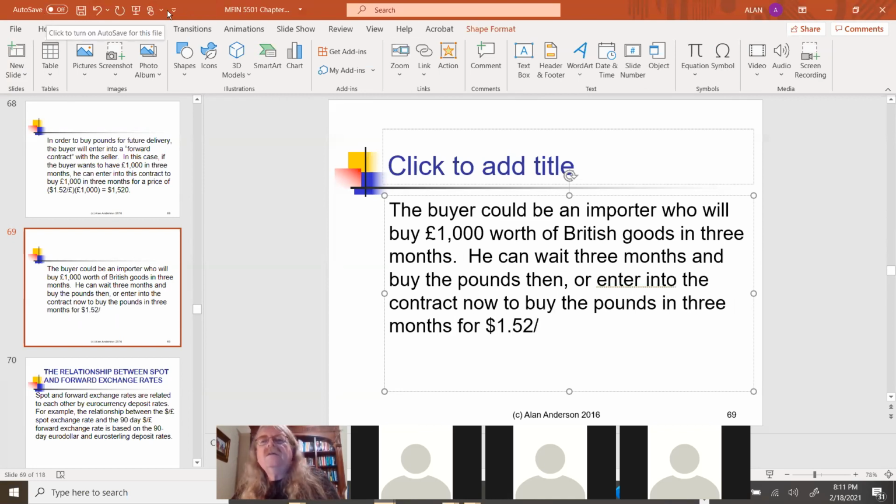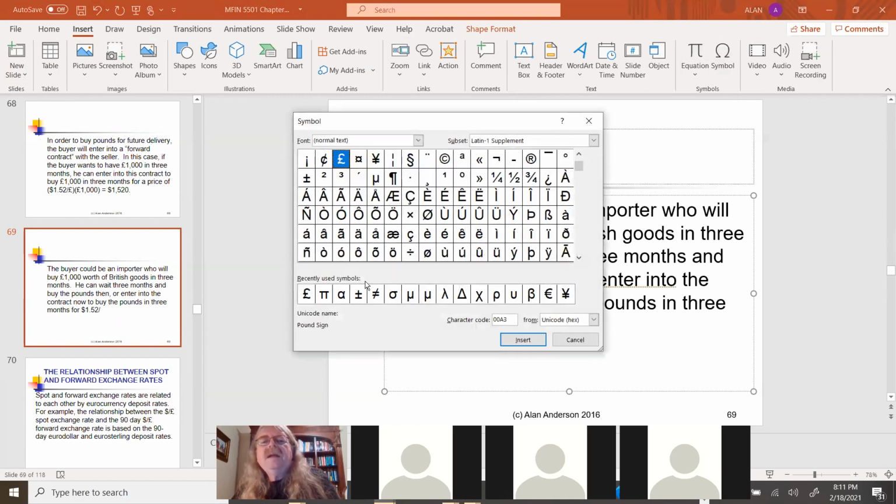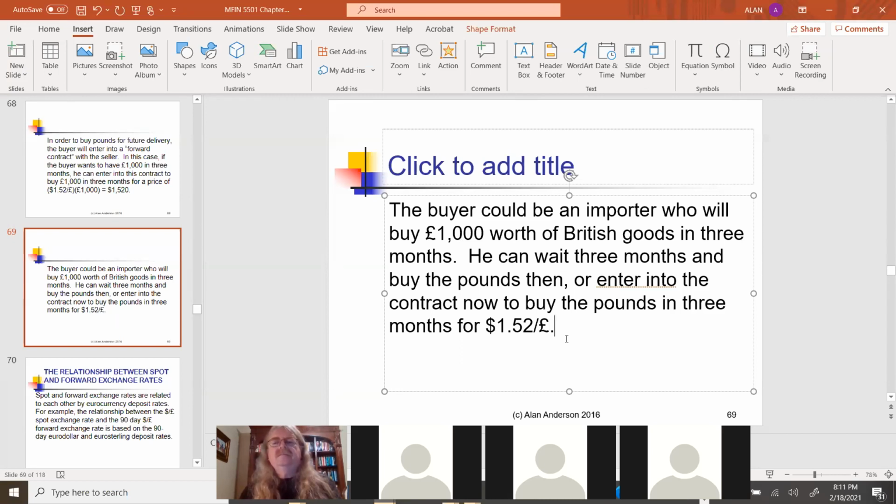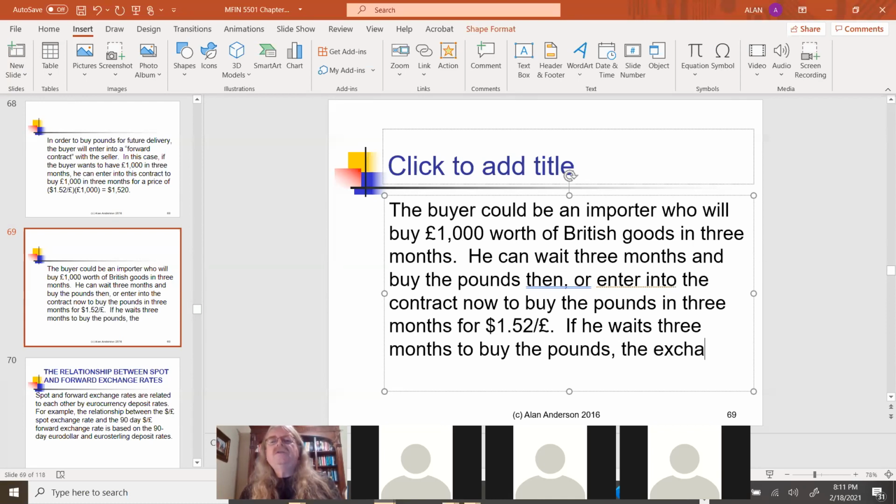So what exactly is going on here? What happens if he waits 3 months to buy the pounds? If he waits 3 months to buy the pounds, what could go wrong? The exchange rate could rise and the pounds would be more expensive.